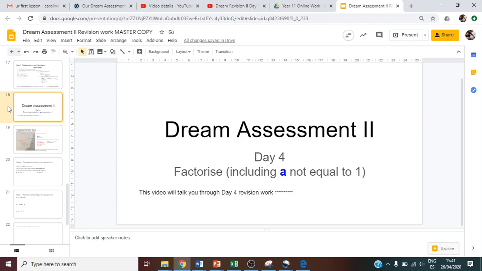Hey guys, today we're on to day 4 of our Arduino Assessment Part 2 revision, and we're looking at factorizing quadratics, including when a is not equal to 1, so including when there's a number in front of the x squared term.